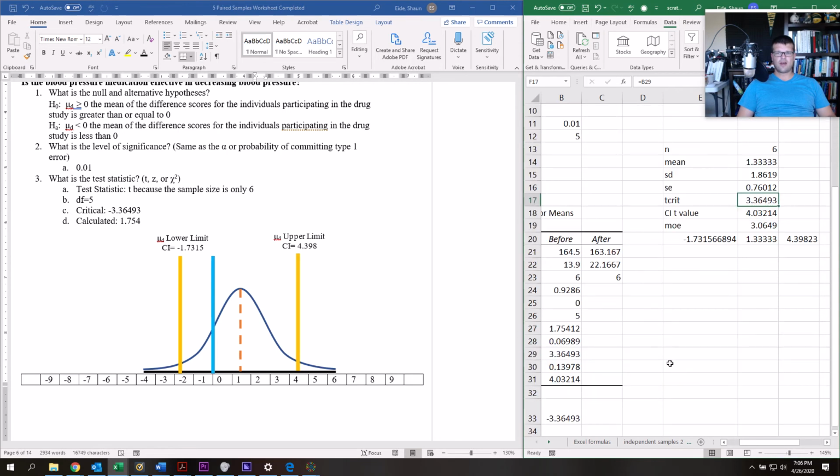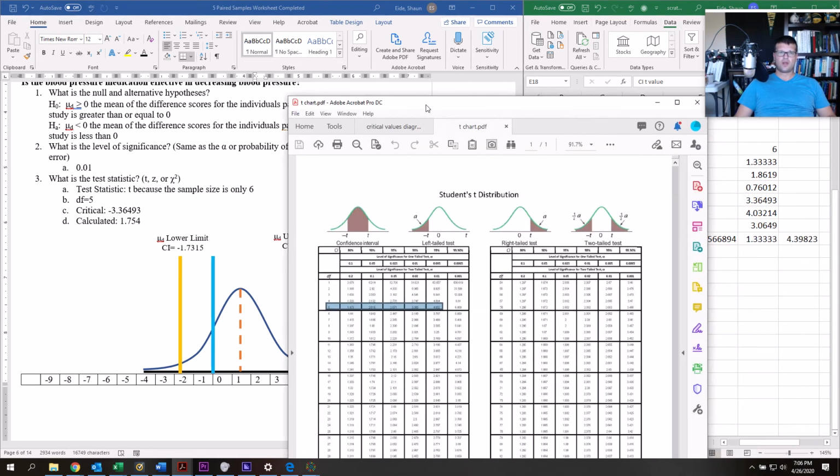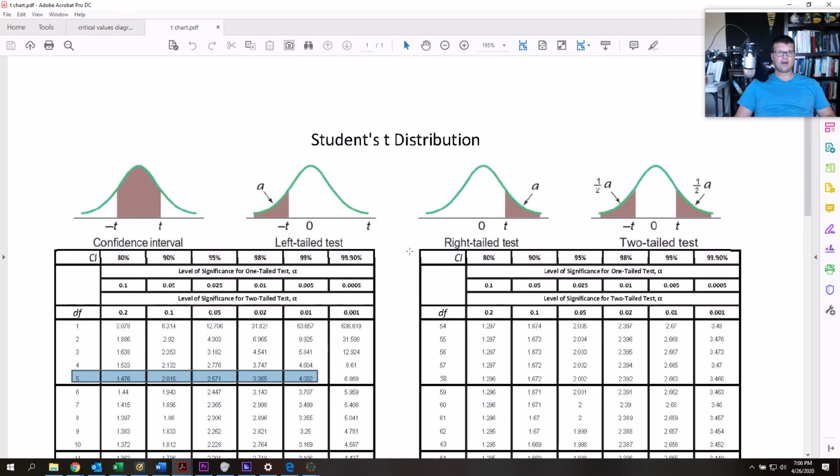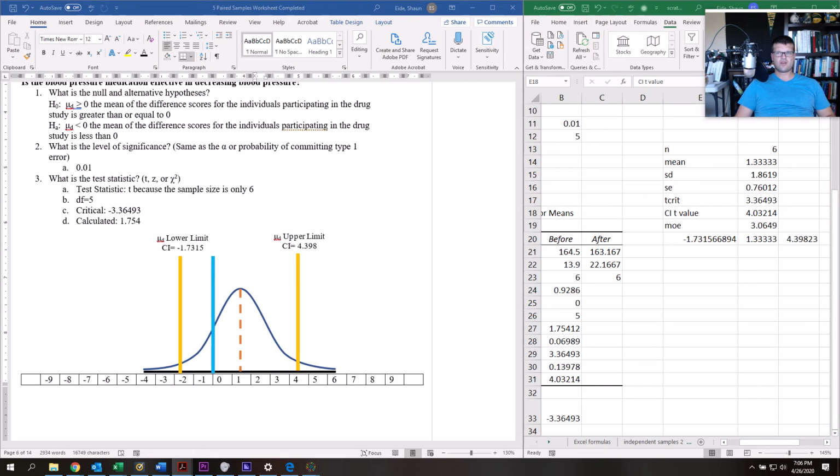Then the t-critical value, I got from right down here. And then I have the confidence interval t-value, which, note, for making a confidence interval, a 99% confidence interval, it's going to be in a different column than the one-tailed test. So you've got this column over here versus this column right here. So we have to have a different t-value. The confidence interval t-value is 4.03. And then the margin of error is going to be 3.06.